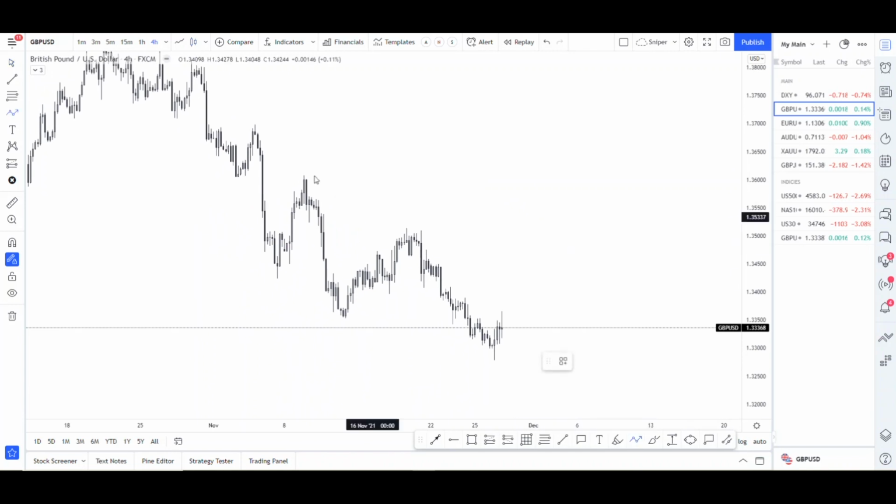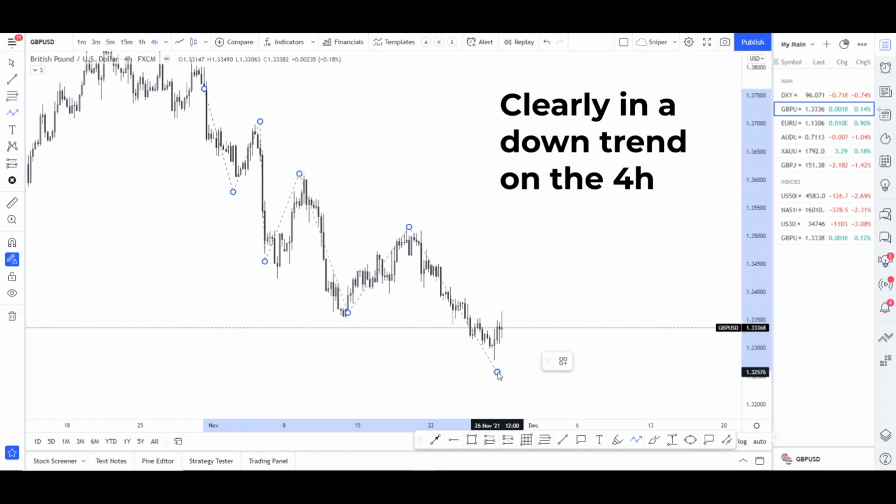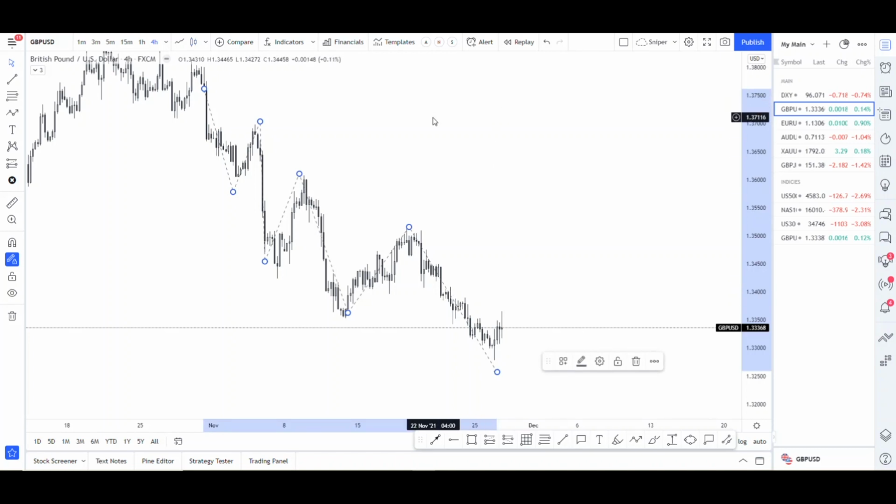First of all, like last week, we can clearly see that we are moving in a downtrend, and we can see we're making lower lows and lower highs. So that's very important, and we need to realize and identify that we are still in a downtrend, but we could potentially be reversing soon.